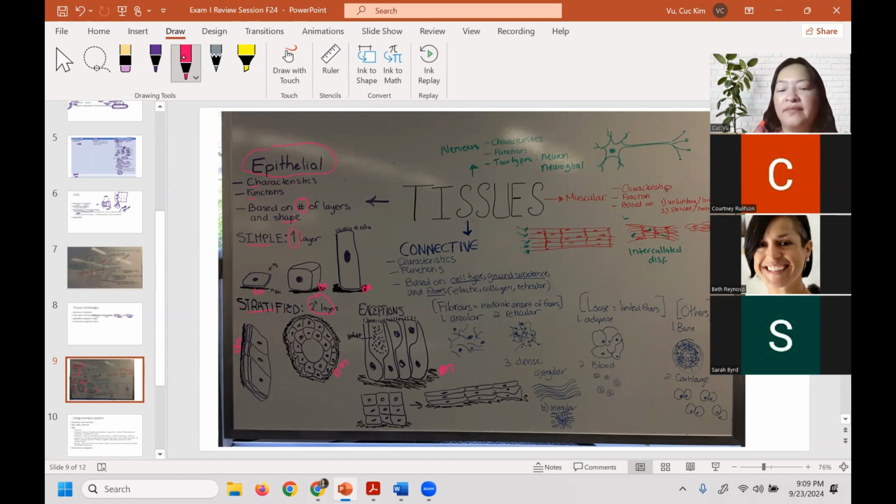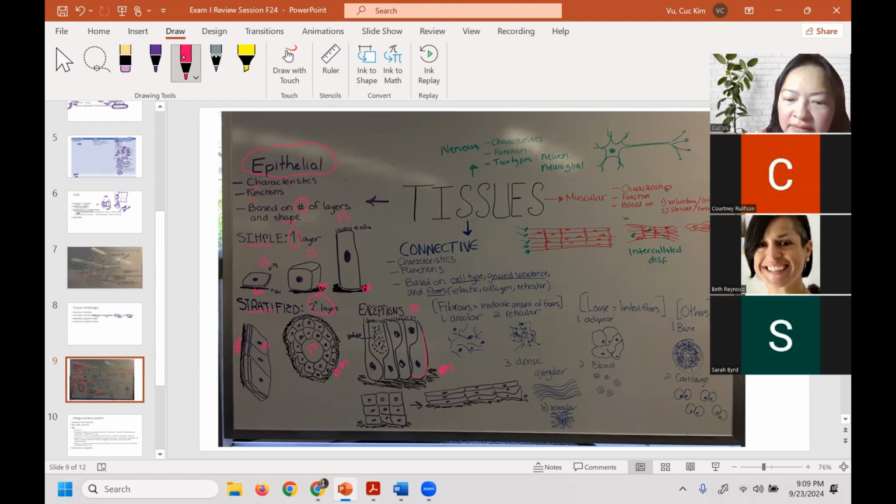Which means on the opposite side would be the free surface. Here's a free surface. Here's the free surface. And over here, this top right here, this is the free surface. So from the basement membrane going up, let's look at this one right here.